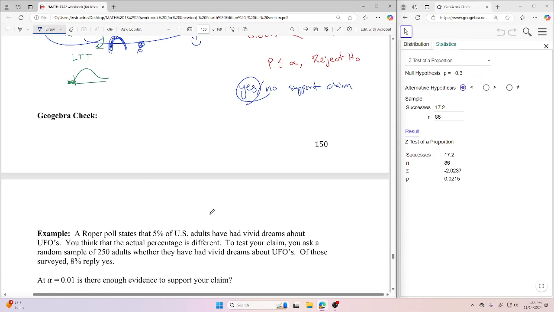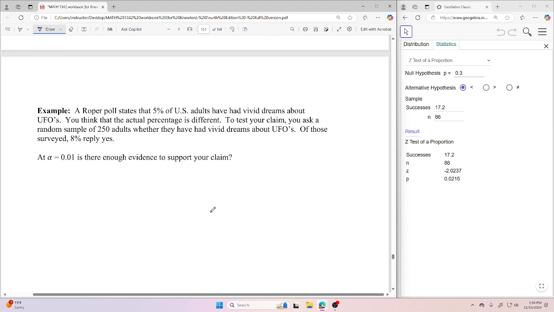A Roper poll states that 5% of U.S. Americans have vivid dreams about UFOs.